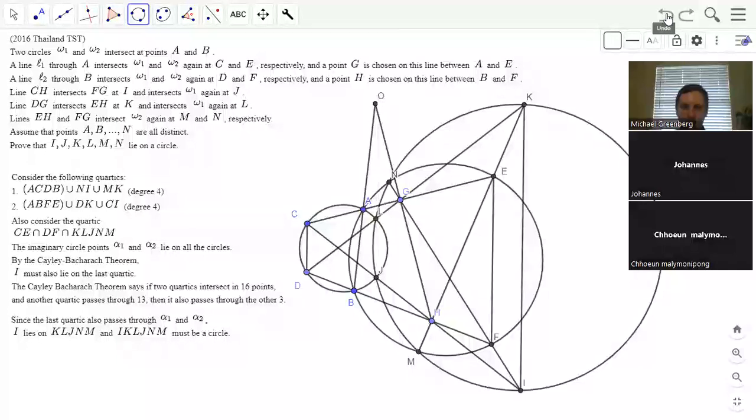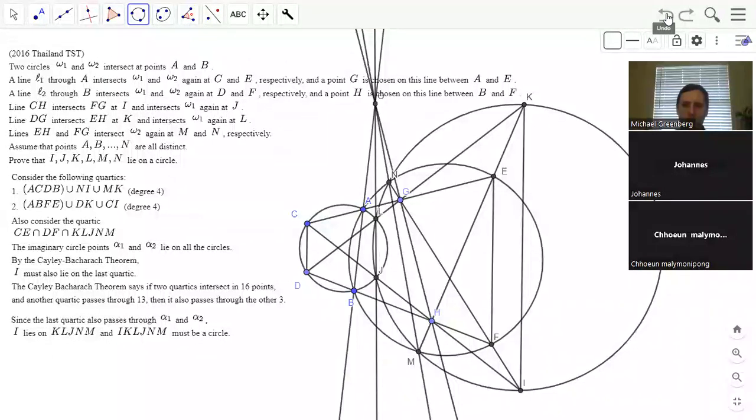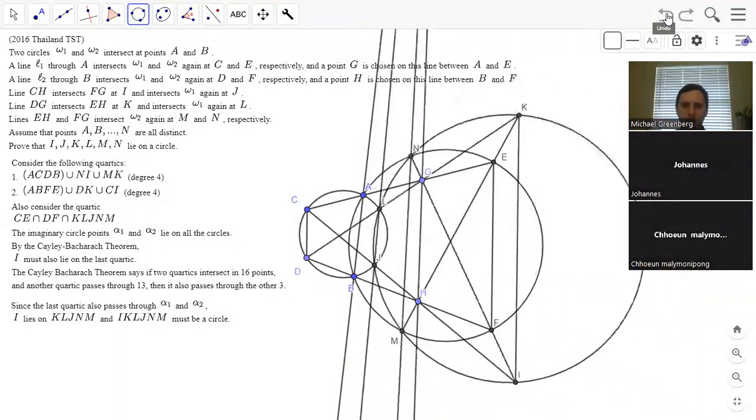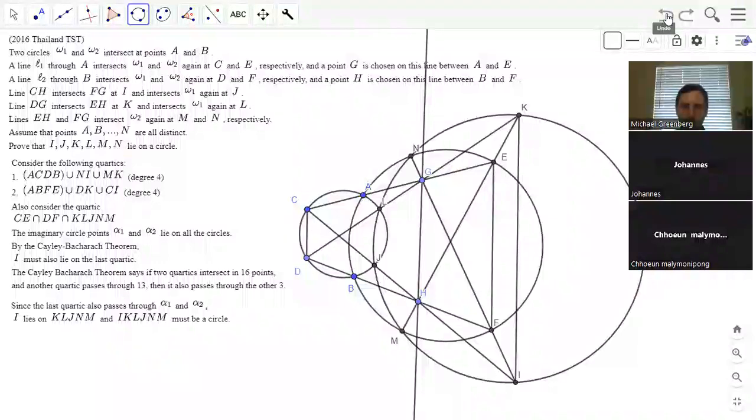Okay, let's remove point O for now, because I'm not sure. Yeah, once we show JBMH is cyclic, I think that would solve the problem.